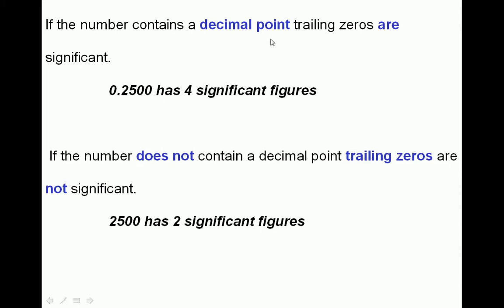If a number contains a decimal point, trailing zeros or zeros that appear at the end of a number are significant. So this number has 1, 2, 3, 4 significant figures. But if a number does not contain a decimal point, then trailing zeros are not significant. So in this case, the trailing zeros at the end of this number are not significant, only the non-zero numbers 2 and 5 are significant.